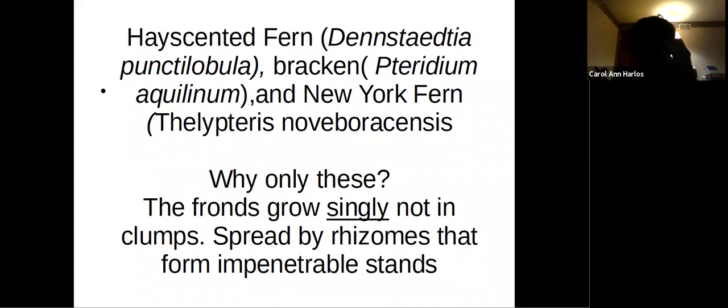Those of you who are into the study of ferns should realize that hay-scented ferns and bracken ferns and New York ferns are also allelopathic. Why only these three? People believe that the only thing that they really have in common, apart from the fact that they're ferns, is the way the fronds grow. They grow singly, they don't grow in clumps, and they spread by rhizomes, and they form these impenetrable stands, which make it difficult for other plants to grow there, but they also give off, exude, if you will, substances which are detrimental to other plants' growth.